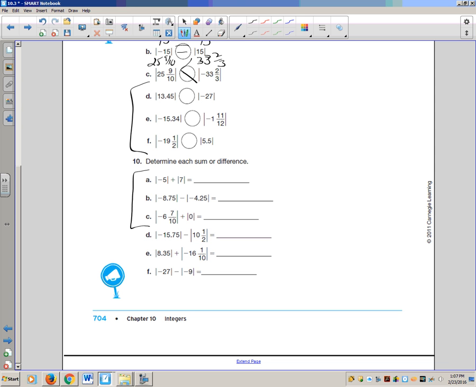Then we can do operations with the absolute value. So the absolute value of -5 is 5. This is 7. 5 plus 7 is 12. B, the absolute value of -8.75 is 8.75, minus, that stays the same. The absolute value of -4.25 is 4.25. I subtract those, 4.5. C, the absolute value of -6 and 7/10 is 6 and 7/10. 0 stays the same. I'm adding 6 and 7/10. Try those three. And then check in the textbook.